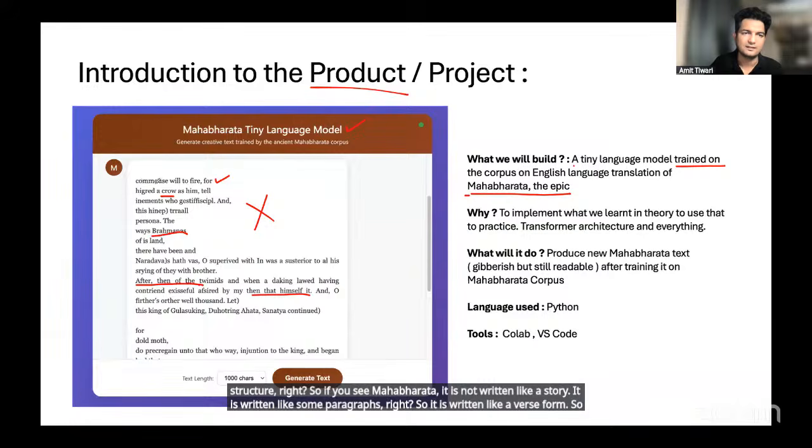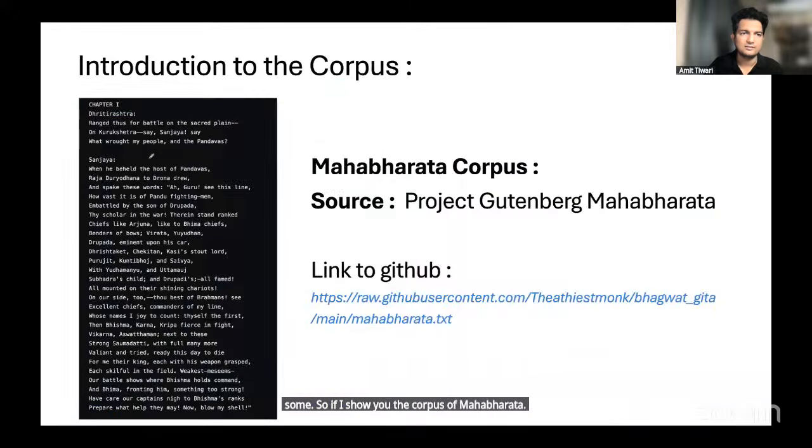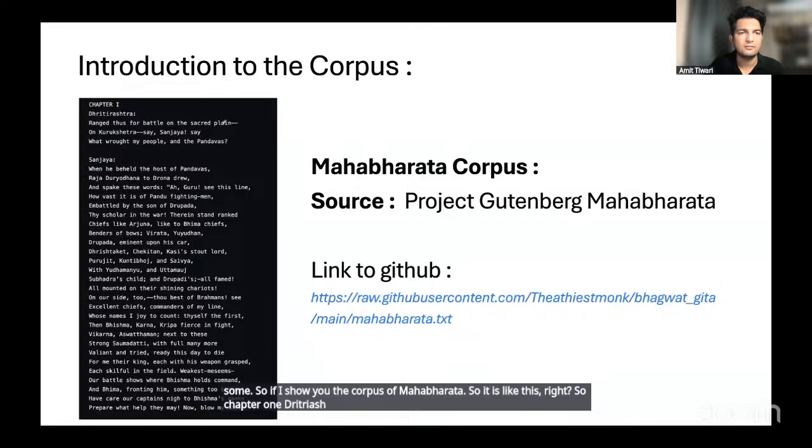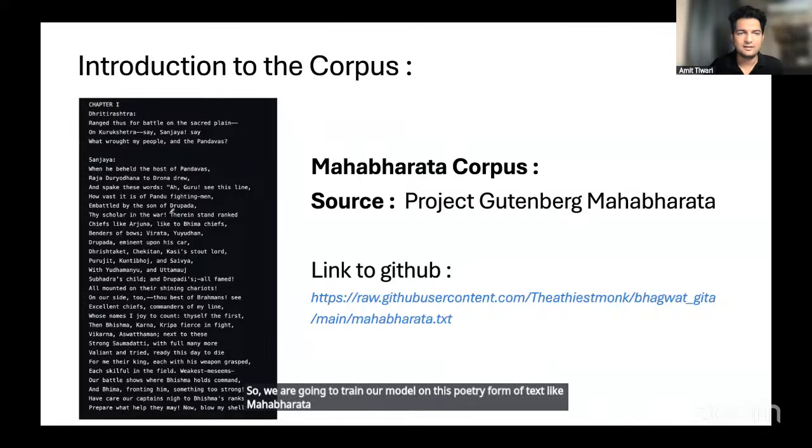If I show you the corpus of Mahabharata, it is like this. Chapter 1: Dhritarashtra said, thus for the battle on the sacred plain of Kurukshetra, says Sanjaya, say what wrought my people and the Pandavas. So it's written in a poem form. We are going to train our model on this poetry form of text, so that it can generate something like this.